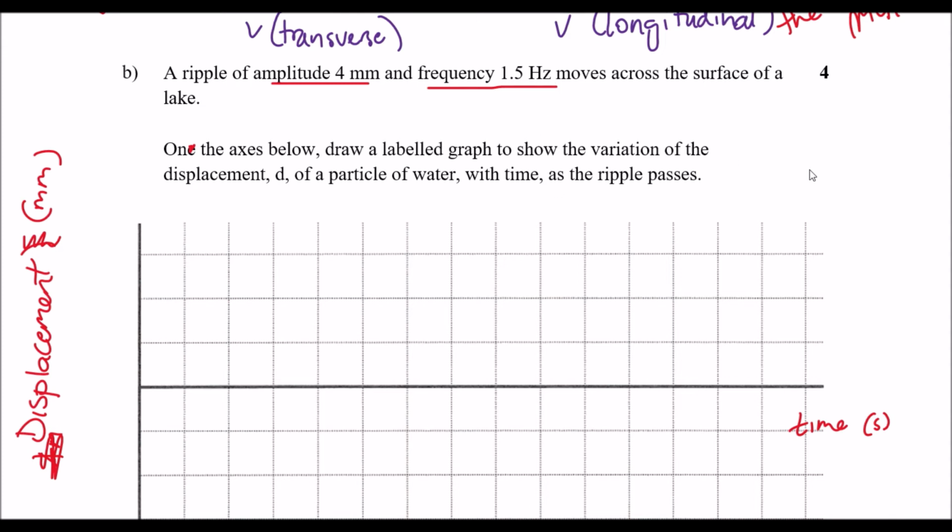Firstly, let's work out the period for one wavelength to occur, and that'll be 1 over frequency, which is 1 over 1.5. In our calculator it goes, and it's around about 0.667. If we round it off, it would be 0.6 repeating if we just leave it as it is. So that's what we have.